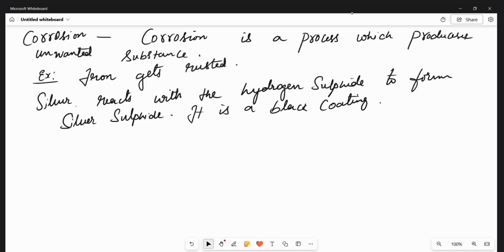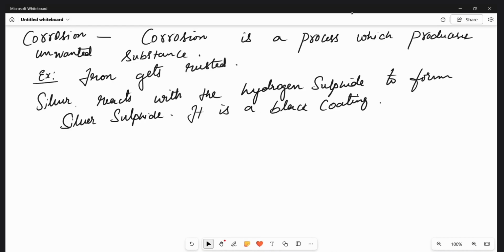What is the reason? Because that thin coating which has formed acts as a protective layer and helps avoiding the further corrosion. Again, I repeat, a thin layer of silver sulfide will be formed, which is a corrosion. Okay, but it becomes a protective layer. Because of that, further corrosion will not happen.